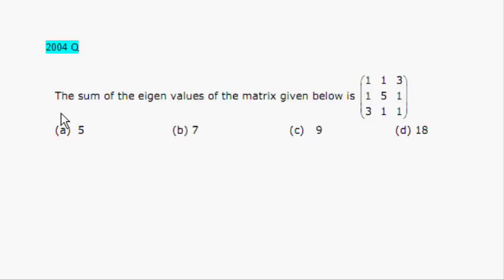This is a 2004 question: the sum of the eigenvalues of the matrix. This is very easy. The sum of the eigenvalues is always equal to the trace. And what is the trace? Trace is the sum of the leading diagonal elements. Means 5 plus 1 plus 1, which is equal to 7. So the sum of the eigenvalues will be 7, so B is the correct answer.